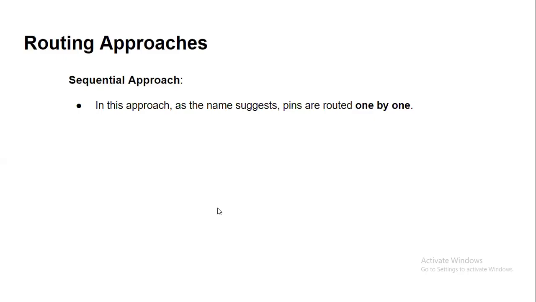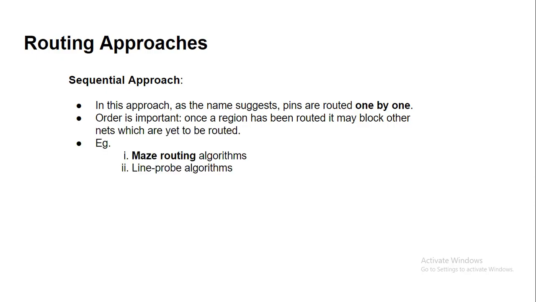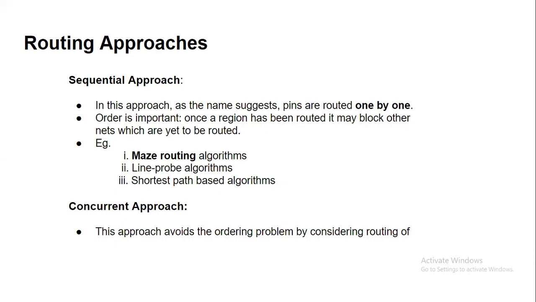Okay. So in sequential approach, obviously, it is done one by one, and order is important. First, what I am connecting, then what I am connecting. The order is important here. There are some sequential approaches: maze routing, line probe, and shortest path based algorithms. These are sequential approaches. And in concurrent approaches, as I have said, we take a parallel approach. So ordering doesn't matter here.